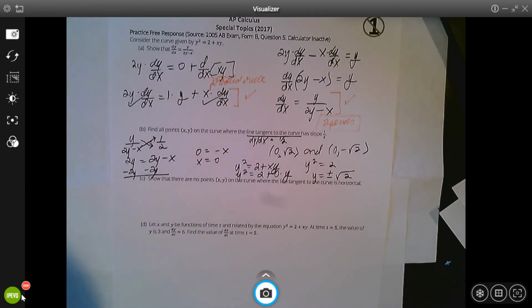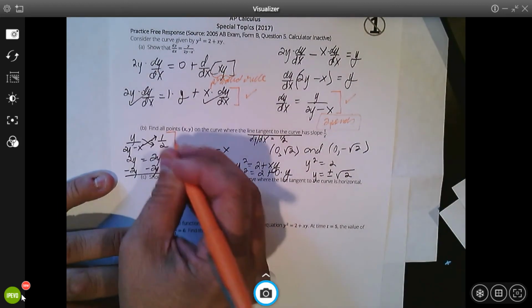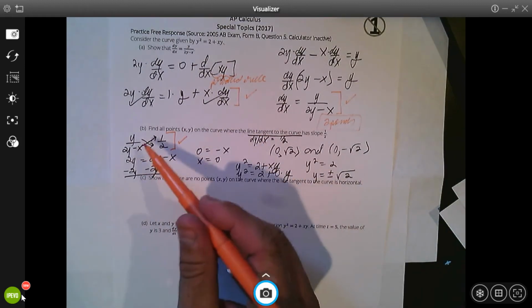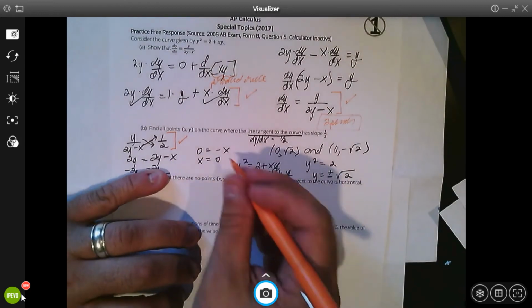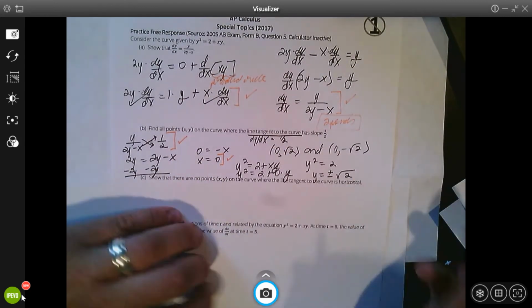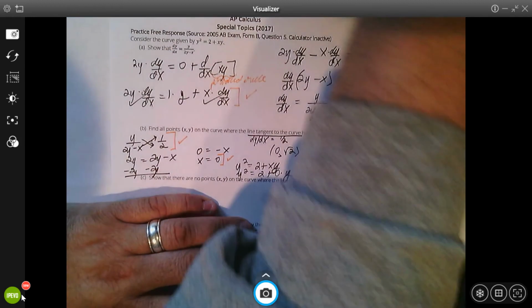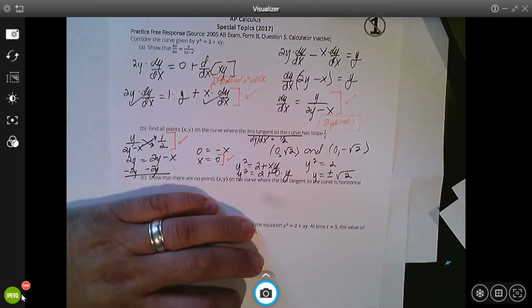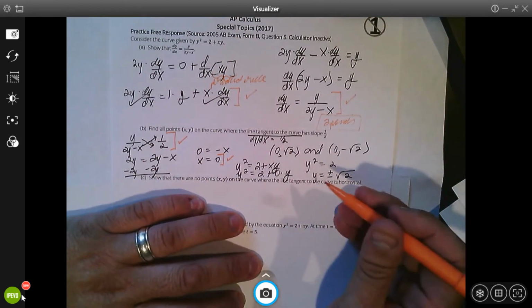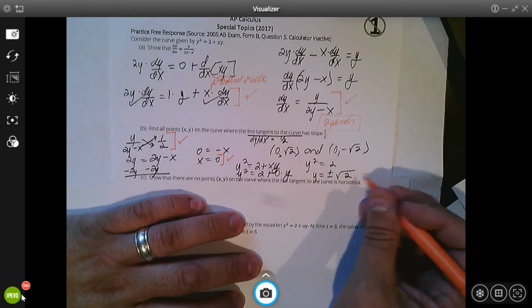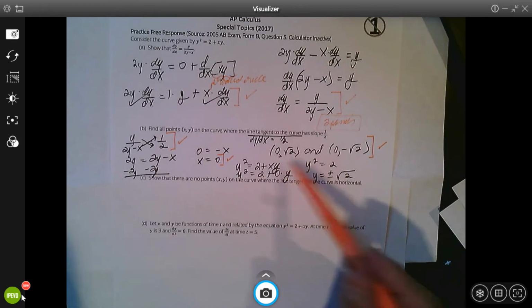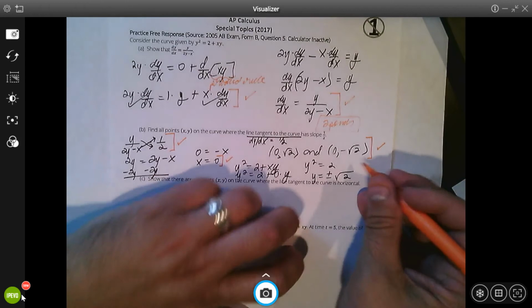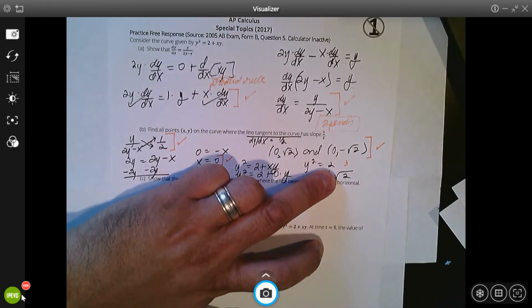And let's see, what did I see on the scoring rubric? 1 point for knowing to set the derivative expression equal to 1/2. 1 point for solving and getting x equals 0. And then 1 more point for finding the y values, but you have to write the points as coordinates (x, y) and (x, y). So this is 3 points.